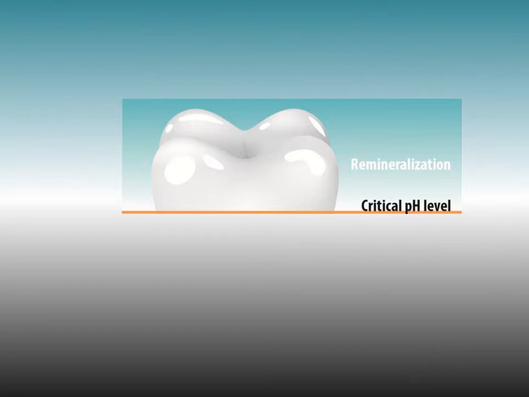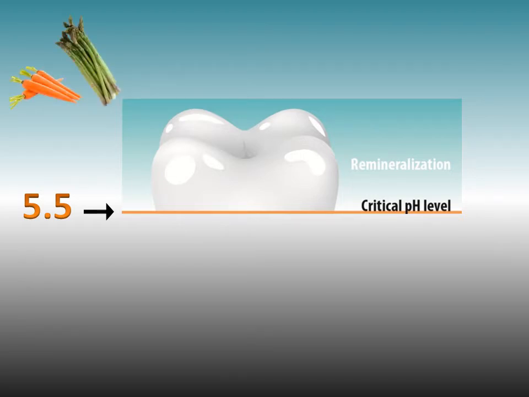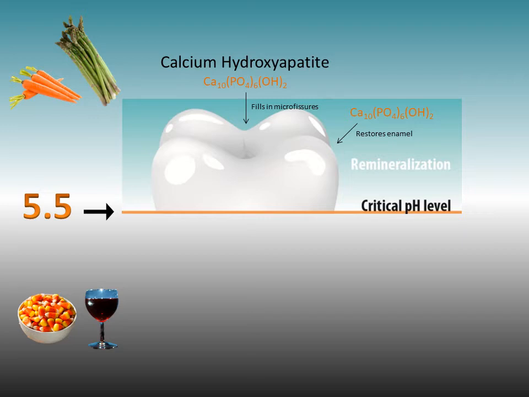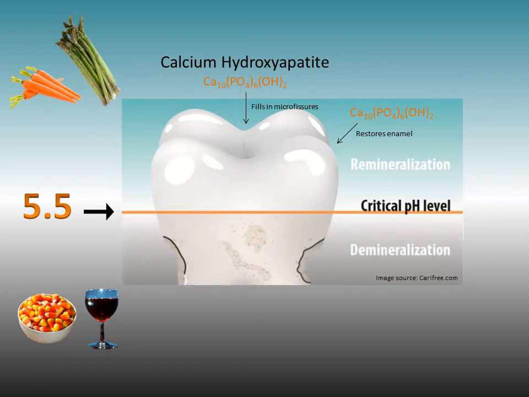Let's talk about the critical pH in our mouth, which stands at about 5.5. If the solution in our mouth has a pH above 5.5, then it's generally safe for teeth. But if it's below 5.5, the calcium hydroxyapatite, which makes up most of our enamel, can become damaged in a process called demineralization.